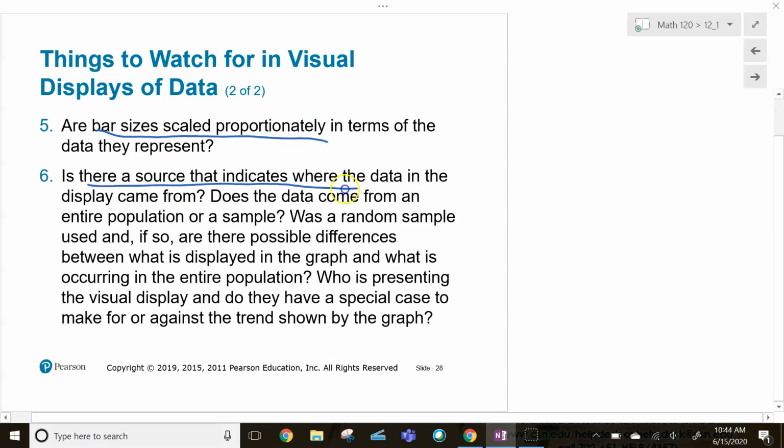Is there a source? Where does your data actually come from, right? And was it from an entire population or a sample? How did you sample? Was it a representative sample, right? So these are all things you kind of want to think about when you're looking at your data.